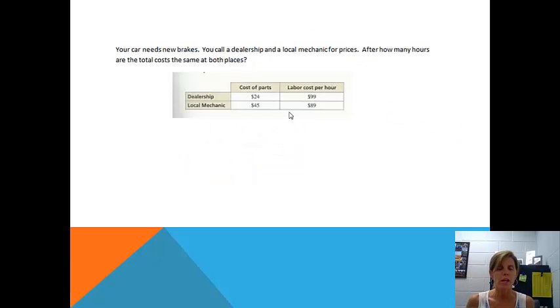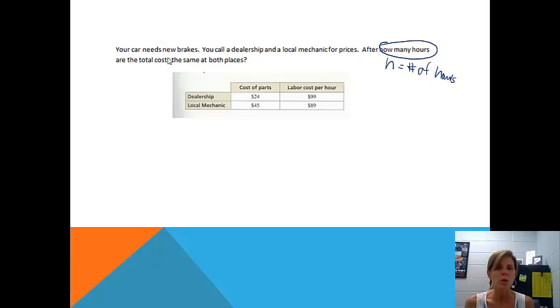All right, one more. Your car needs new brakes. You call a dealership and a local mechanic for prices, which you definitely always want to check out to make sure that you're not paying too much. After how many hours are the total costs the same at both places? So first of all, no equation, so we're going to have to make one. It does say after how many hours, so I'm going to let h equal the number of hours. We always want to describe some sort of variable.